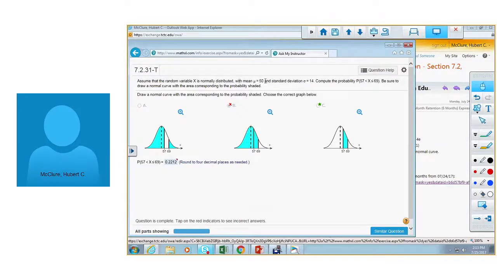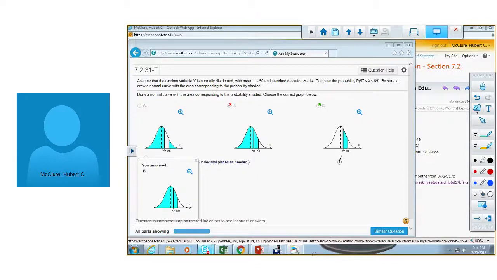Assume the random variable mean is 54. Okay, we've done one of these, but which one is it? A, B, or C? Well, which one has between? C. Yeah, betwixt. There it is, right there. Now, change 57 into a z-score. 57 minus 50 is 7. 7 over 14 is 1/2, so that'd be 0.5. So one of them is 0.5.